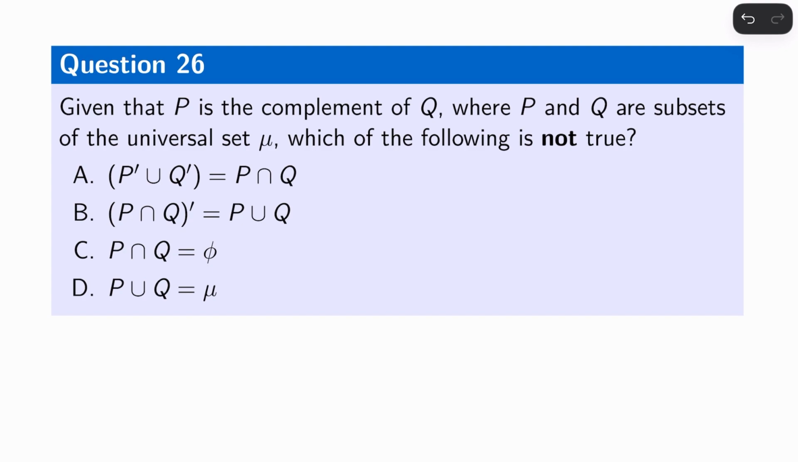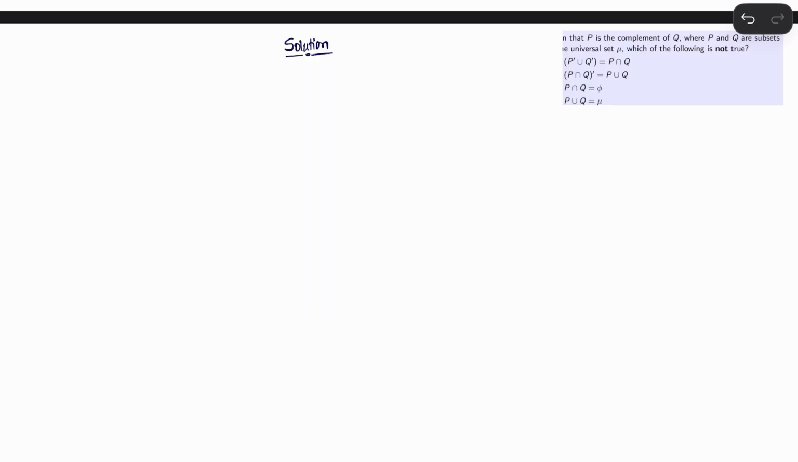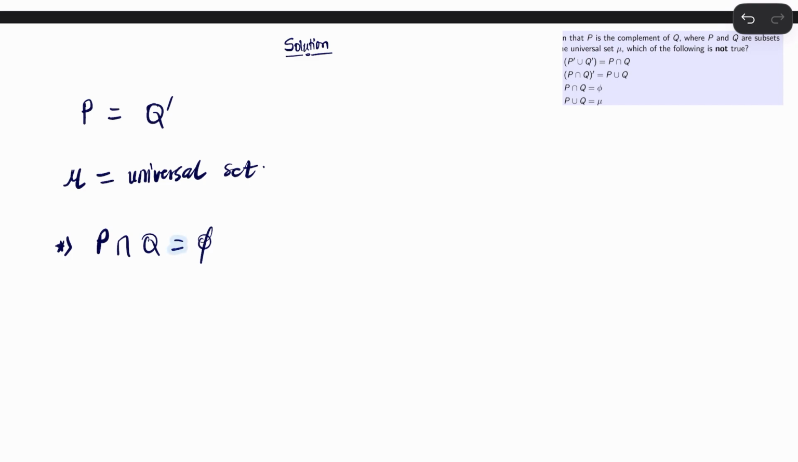Question 26. Given that P is the complement of Q, where P and Q are subsets of the universal set mu, which of the following statements is not true? Solution. From the question, we know that P is equal to the complement of Q, and P and Q are all subsets of mu, which is the universal set. Since P is the complement of Q, then P intersection Q will be equal to the empty set, right? Because P is the complement of Q, so they have nothing in common, right?